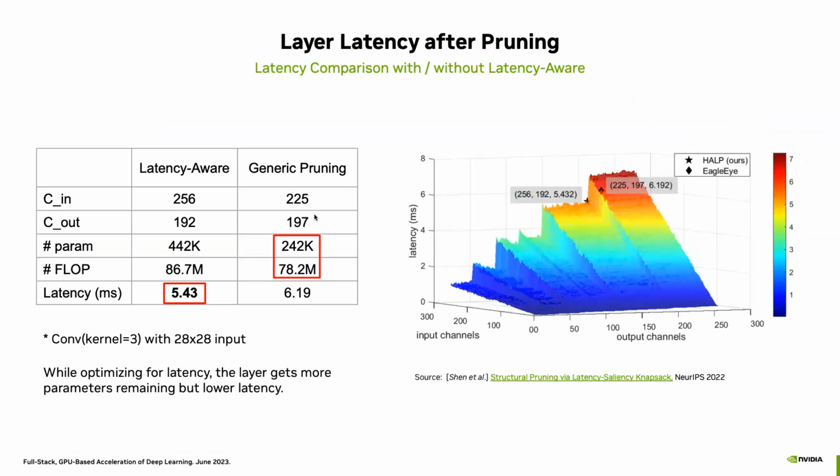Here is an example of a layer from ResNet-50 after the pruning. You can see that if we apply the latency-aware pruning, we can get a lower latency compared to the generic pruning, but at the same time, we are keeping more parameters in the layer, which means that it could potentially give us better accuracy. So this shows that by applying the latency-aware pruning, the model tends to have a better overall performance.